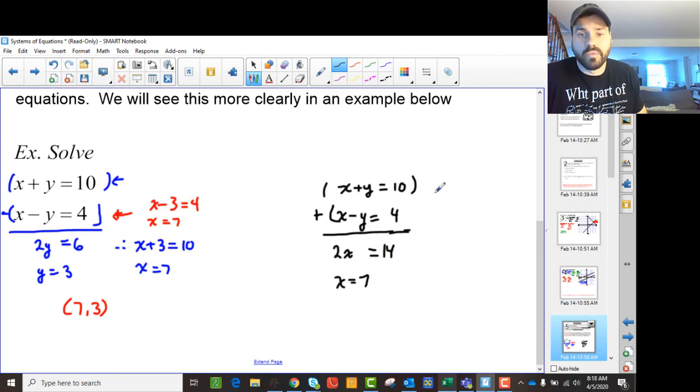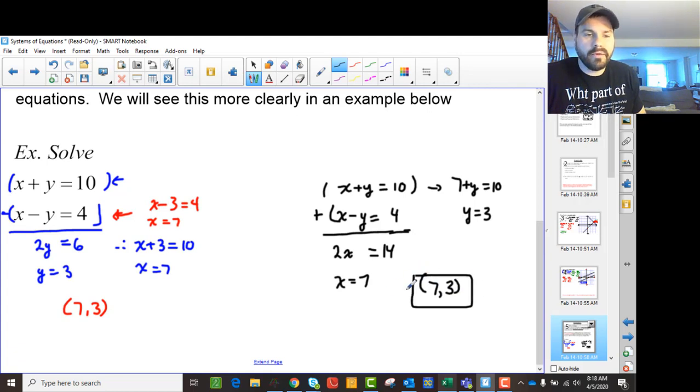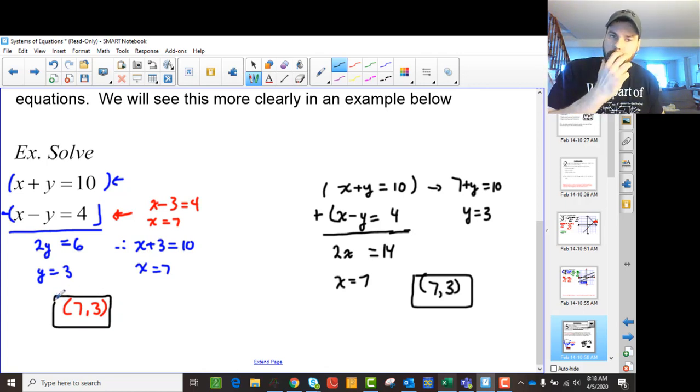And then I would go back to one of these two equations, doesn't matter which one, but I go 7 plus y is 10, which means y is 3. So either way, I still get a solution of 7 and 3. It doesn't matter whether I eliminate x or y. It doesn't matter once I've eliminated them which one I plug back into. I still get the same answer. So that's the method of elimination.